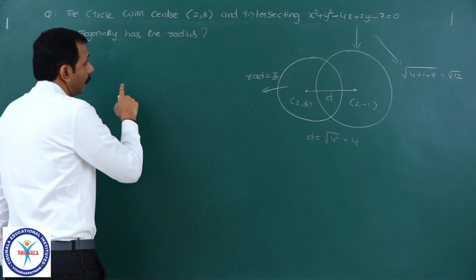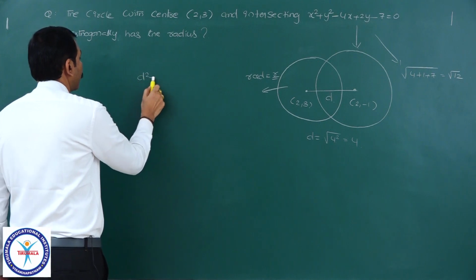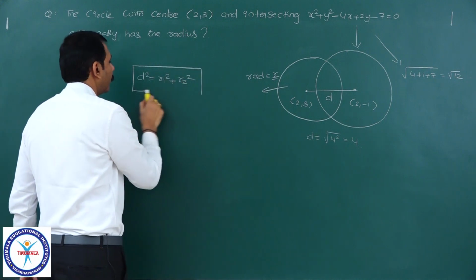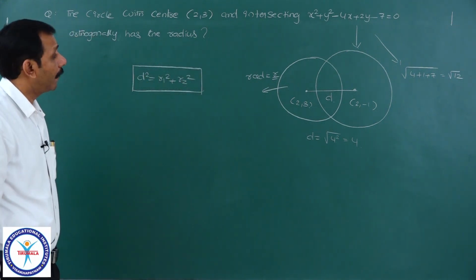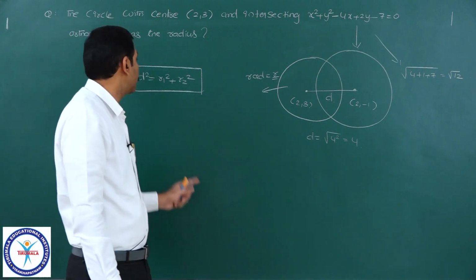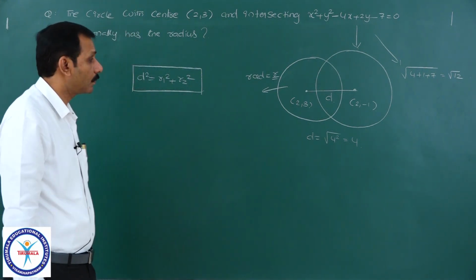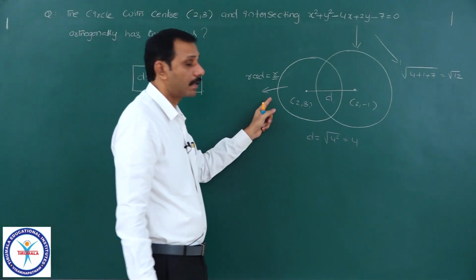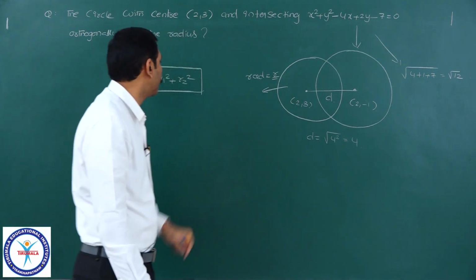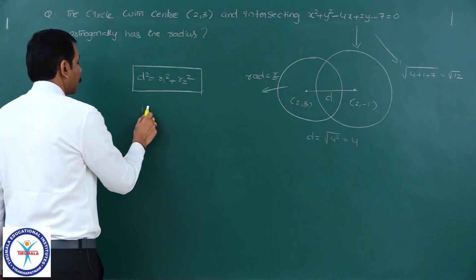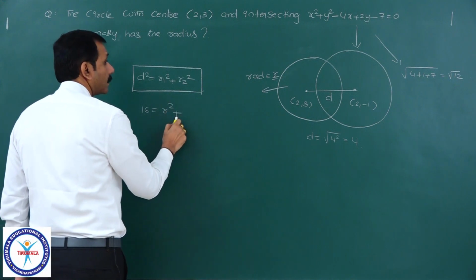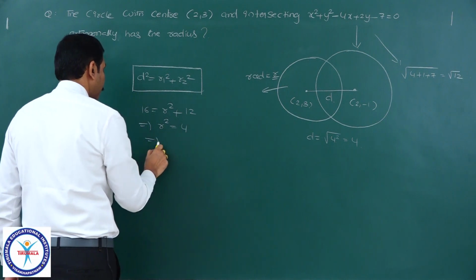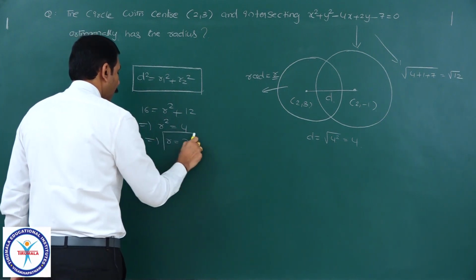Now we know if circles intersect orthogonally, then d² = r1² + r2². We discussed this one. If the angle between the circles is equal to 90 degrees, then the condition is d² = r1² + r2². What is d? d is the distance between the centers, r1 is the radius of this circle and r2 is the radius of the other circle. Very simple problem this one. What is d²? d² is 16, which is equal to r1² meaning R² plus r2² meaning 12. That implies R² is equal to 4, and because a radius is positive, R is equal to 2. That's all.